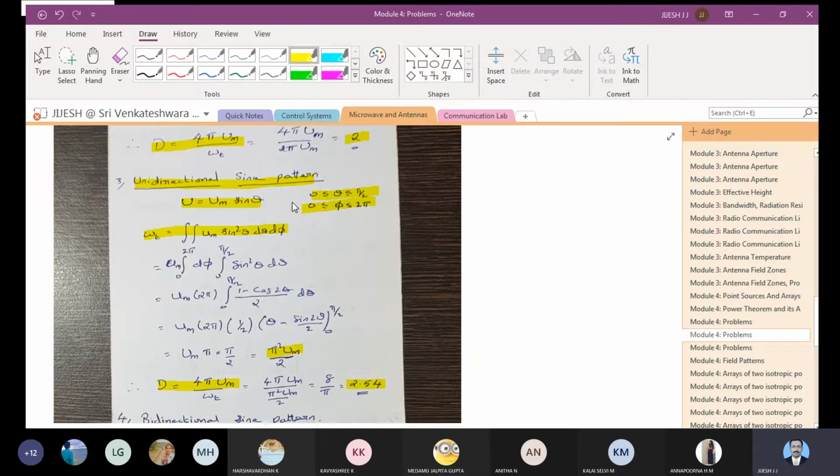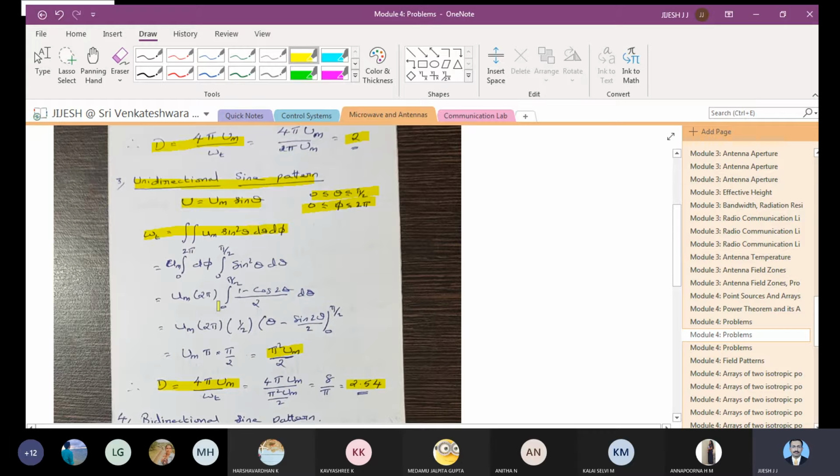Okay, fine. So in the unidirectional pattern, U is equal to Um cos theta, and the limits are 0 to pi by 2 and 0 to 2 pi. You have to do the integration for that, and you will get the integral of 0 to 2 pi d phi and 0 to pi by 2 sin theta d theta. You know that sin square theta d theta can be integrated by taking sin square as 1 minus cos 2 theta divided by 2. All these things we have carried out in the class. You have to do the solution for that.